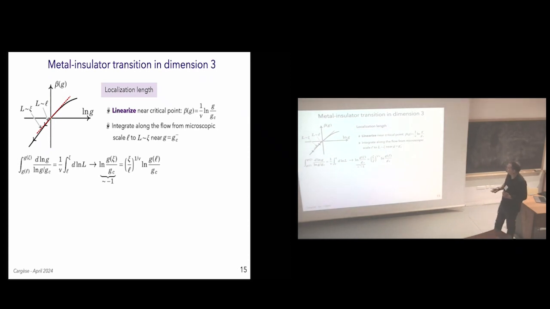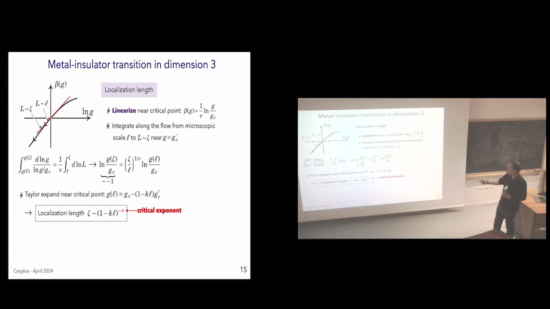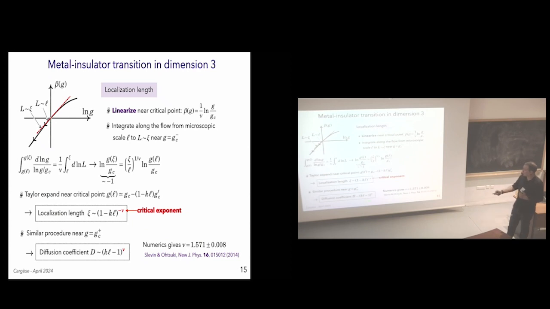If you do so, you extract the localization length, and you find that it diverges algebraically at the critical point. This algebraic divergence defines a critical exponent nu. If you play the same game and integrate along the flow above the critical point, you get a similar condition for the diffusion coefficient, because this is the diffusive regime, and this is the localization regime. You find that the diffusion coefficient vanishes algebraically at the transition with the same critical exponent.